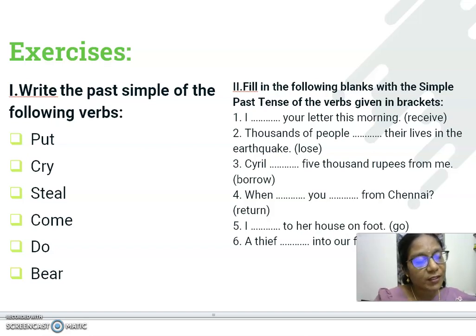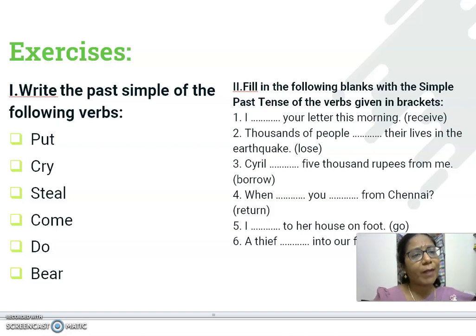What do we have for put? Yes, good. I hear the answer from you. It's put. For cry, it's cried. Steal, good. Stole. Come, came. Do, did. Bear, bore. B-O-R-E. We need to remember this is one of the challenging simple past tense verbs that we have. Now to the next exercise.